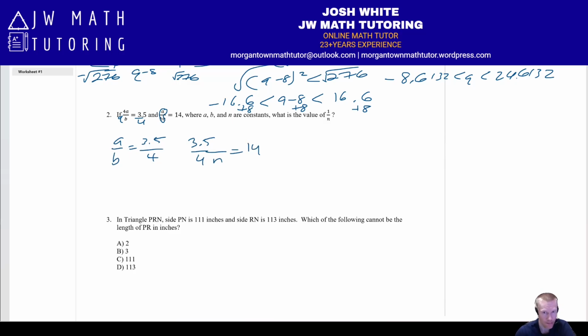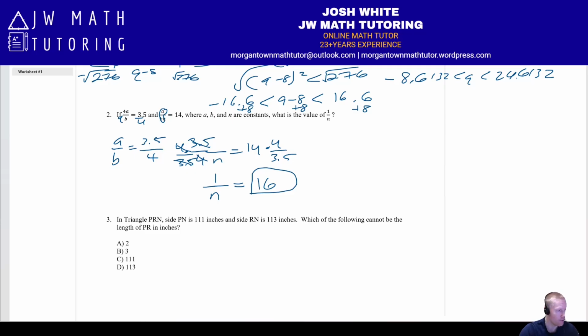Now to get 1 over n, you could cross multiply, but really I'm just going to multiply by 4 on both sides and divide by 3.5. Cancel, cancel, cancel, cancel. On the left side, you get 1 on top and n on bottom. On the right side, you can just do this in Desmos. It's 56 divided by 3.5, but it turns out to be 16. So 1 over n is equal to 16.